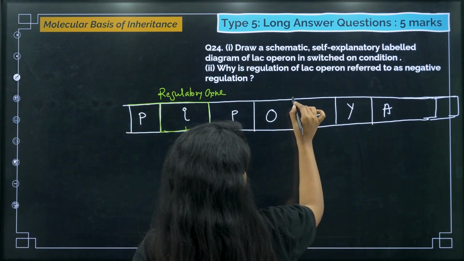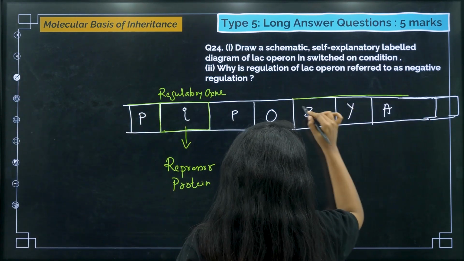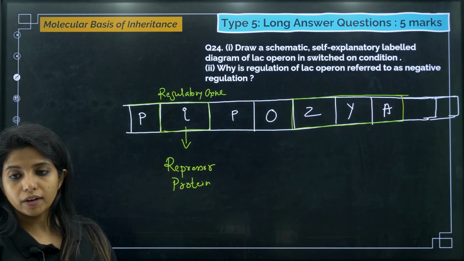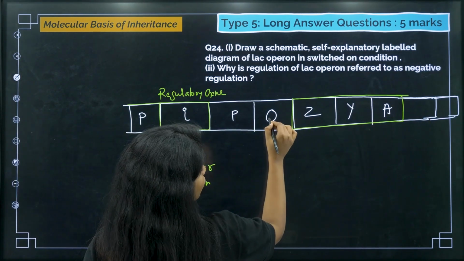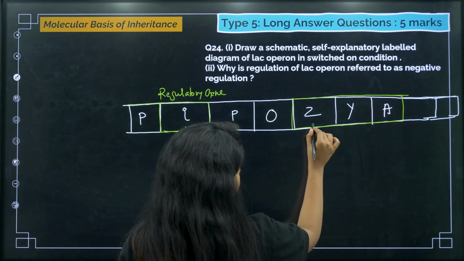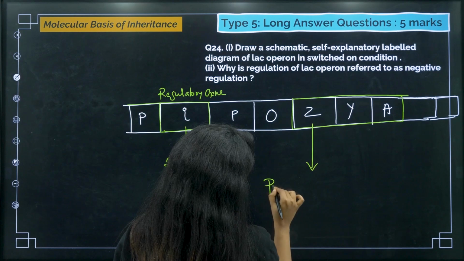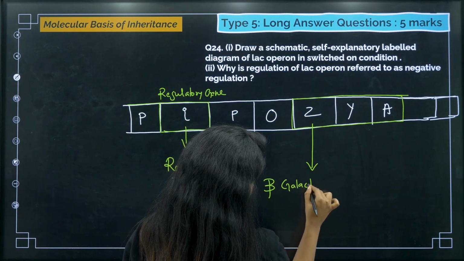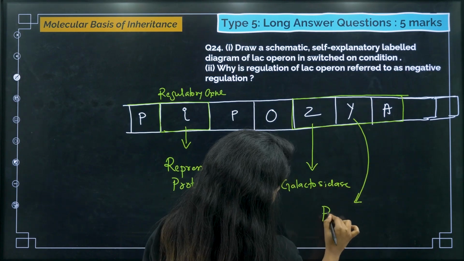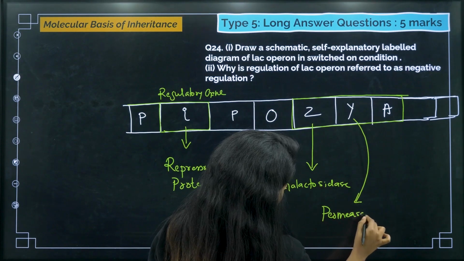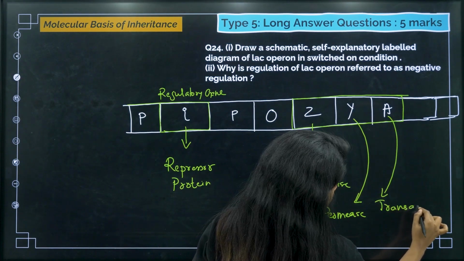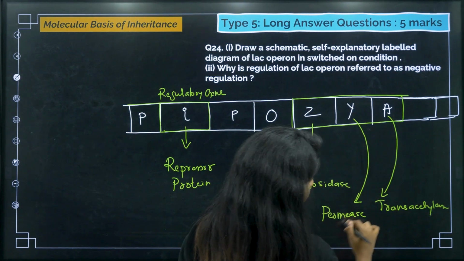Now this is our next set of genes that is present over here. This is the structural gene that I have over here. This is the operator of that gene, and this is the promoter of this particular gene. Now over here, Z stands for beta galactosidase, Y stands for permease, and A stands for trans-acetylase.